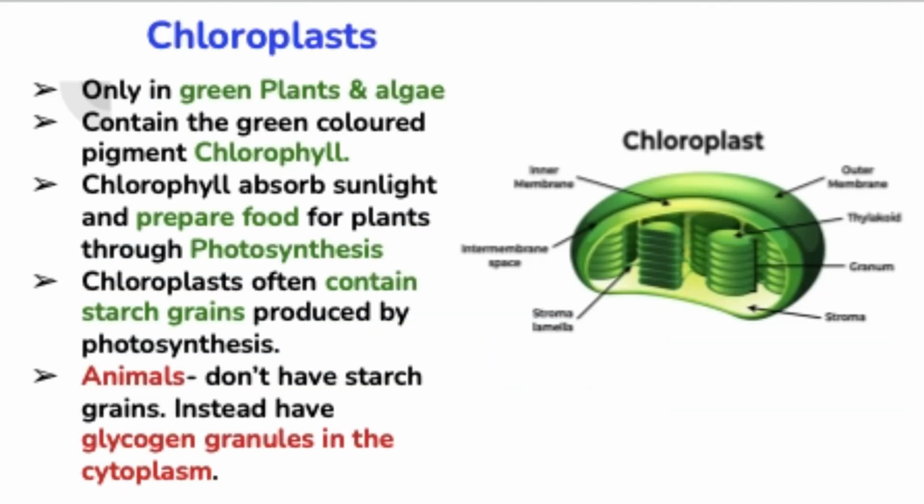Now we move on to the chloroplasts. Chloroplasts are never found in animal cells, but most of the cells in green parts of plants have them. They contain the green coloring, or pigment, called chlorophyll. Chlorophyll absorbs sunlight and prepares food for the plants through photosynthesis. Chloroplasts often contain starch grains, which have been made by photosynthesis. Animals don't have starch grains. Instead, they have glycogen granules in the cytoplasm.